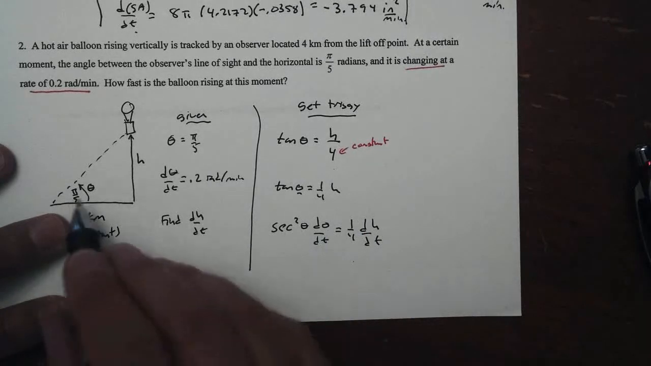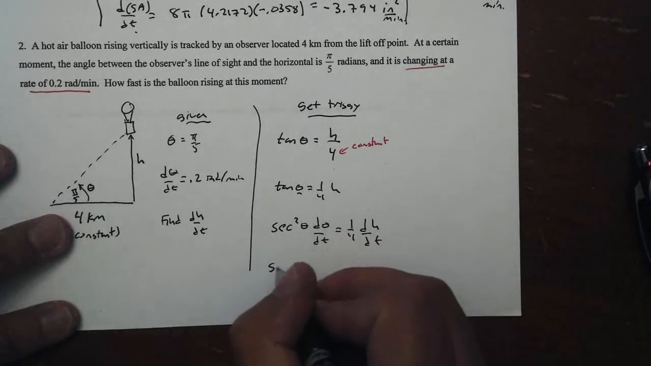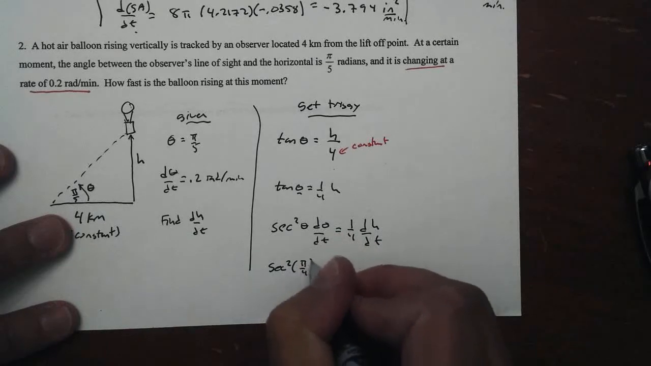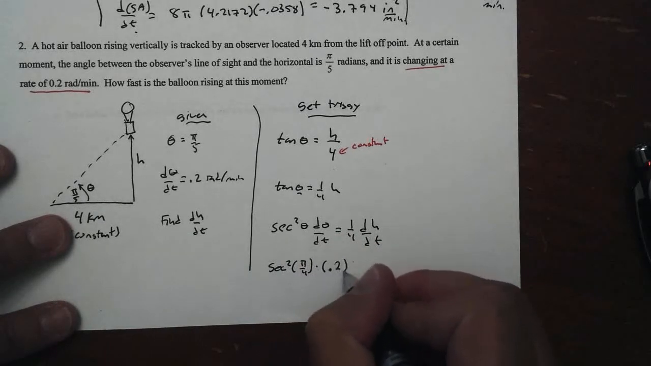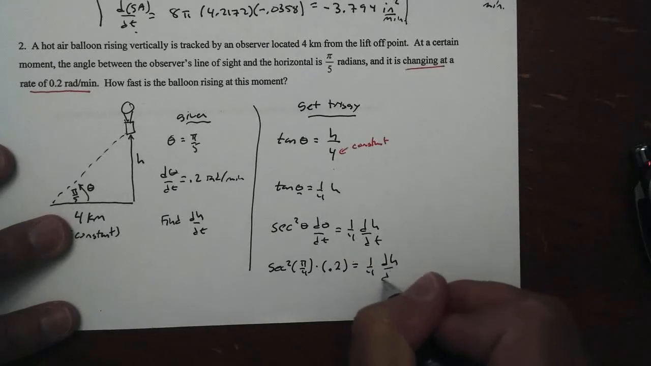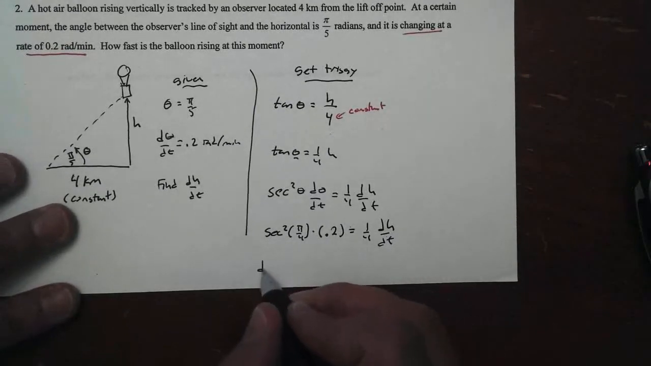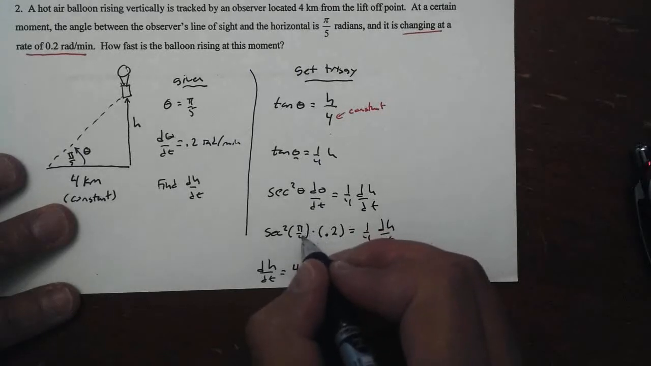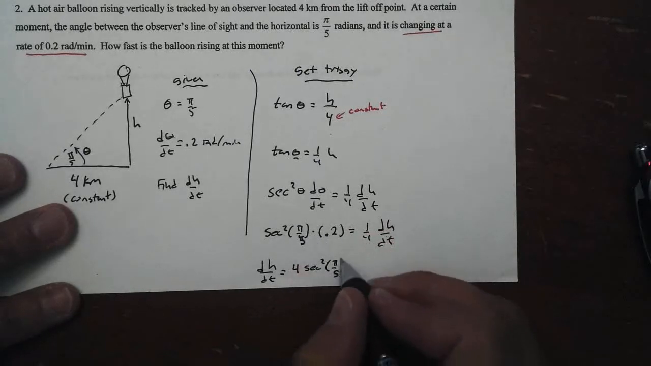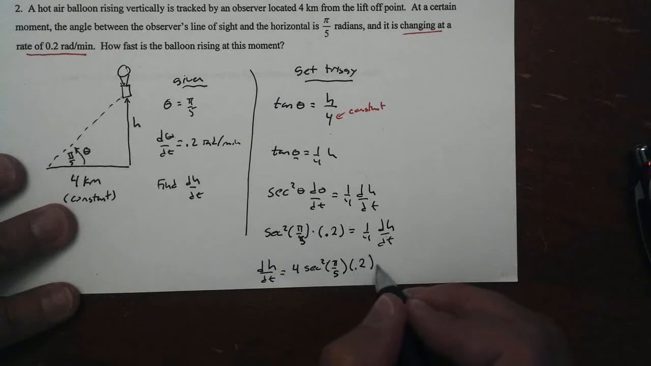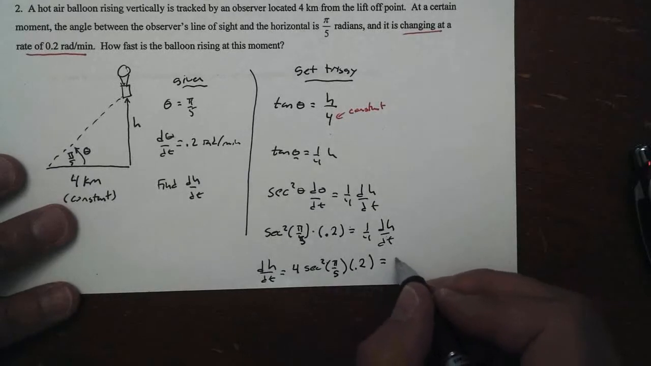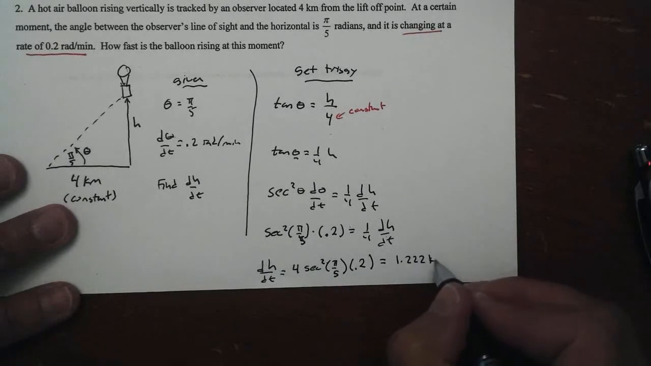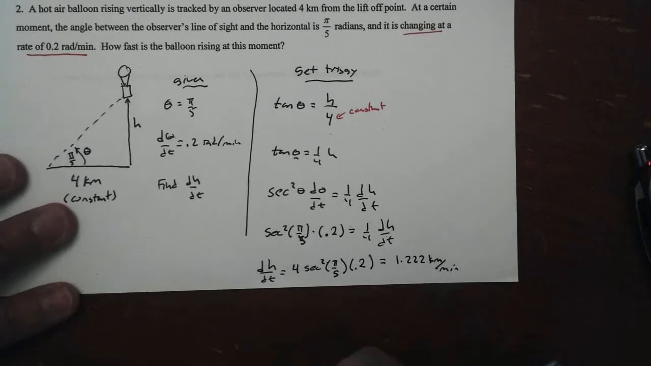So we need secant squared of theta. We already have the angle there. So we would get the secant squared of pi over 5 times d theta dt, which is 0.2, equals 1/4 dh dt. And if we do this, dh dt would equal 4 times the secant squared of pi over 5, sorry about that, pi over 5, times 0.2. I typed all this in my calculator earlier, and you would get 1.222 kilometers per minute. That is a fast-moving balloon.